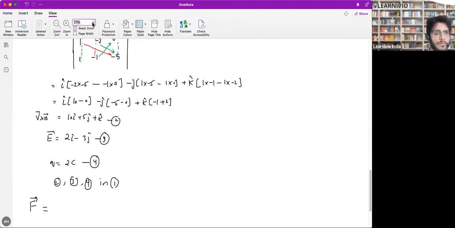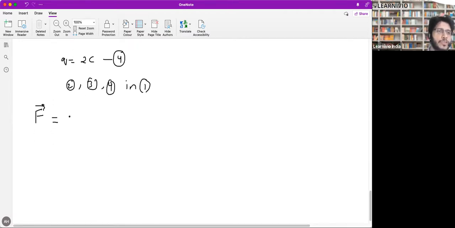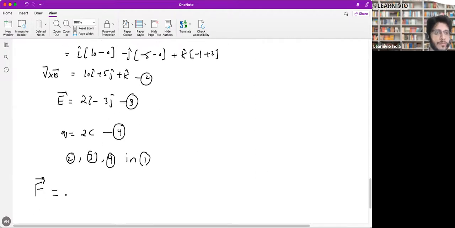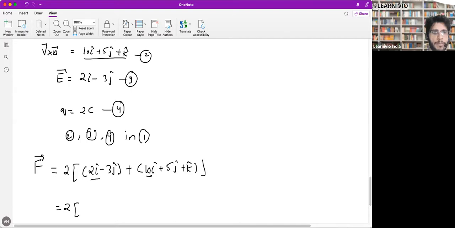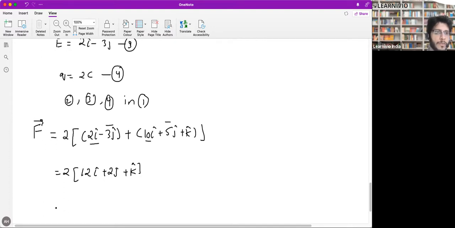Okay, Sania, good. So force is Q, the value of Q is 2, times E plus V cross B. E is 2i cap minus 3j cap, and V cross B is 10i cap plus 5j cap plus k cap. So 2i cap plus 10i cap is 12i cap. -3j cap plus 5j cap is plus 2j cap. So the force is 2 times that: 24i cap plus 4j cap plus 2k cap.